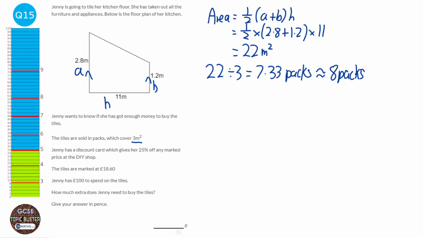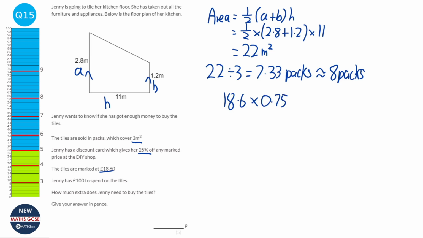Okay, next thing we look at is the fact that Jenny has a 25% discount, so we need to find out what the 25% discount would do to the £18.60 for the pack of tiles. So what we're going to do is get the £18.60 and times it by 0.75.